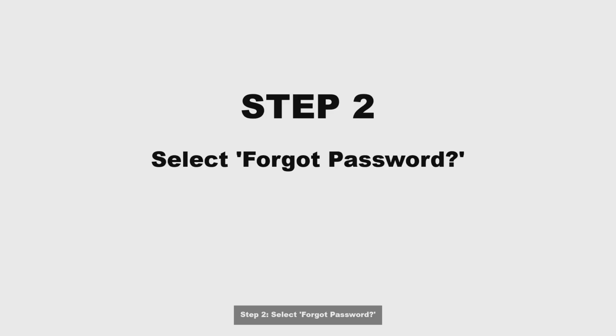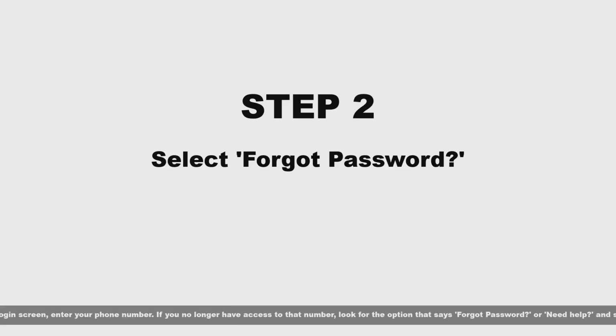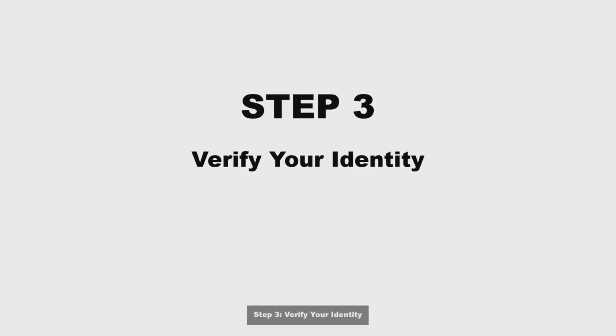Step 2. Select Forgot Password. On the login screen, enter your phone number. If you no longer have access to that number, look for the option that says Forgot Password or Need Help and select it. Step 3. Verify your identity. Follow the prompts to verify your identity. This may involve answering security questions or providing an email address linked to your account.